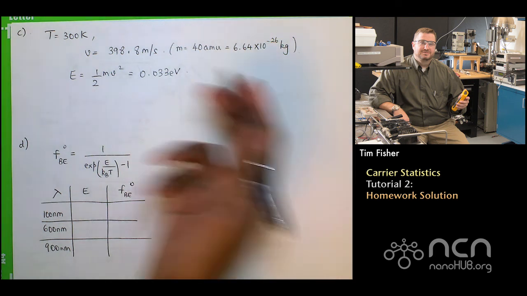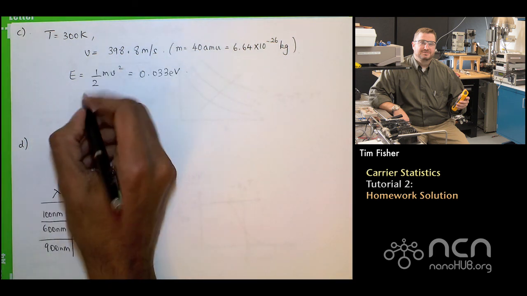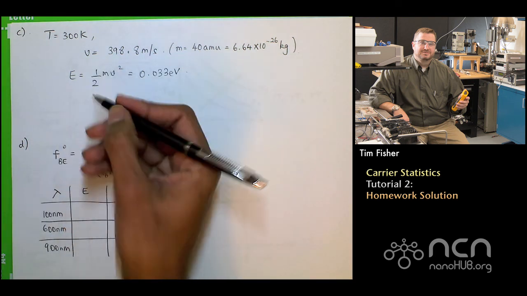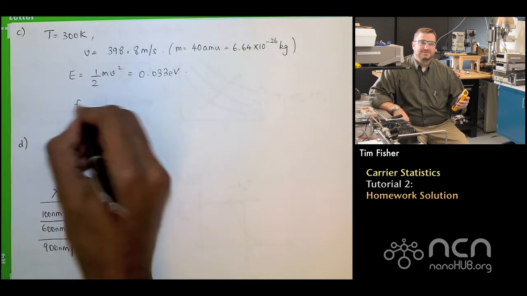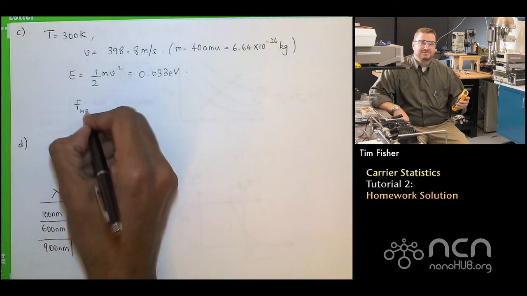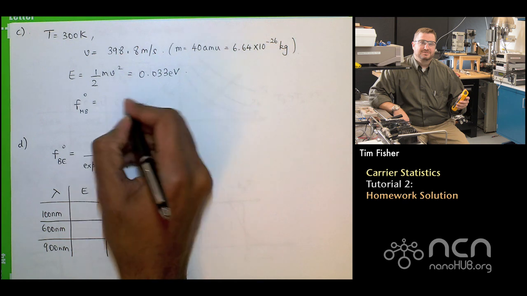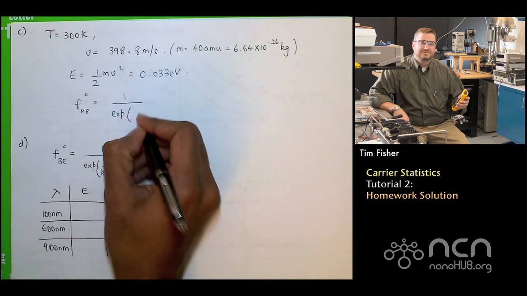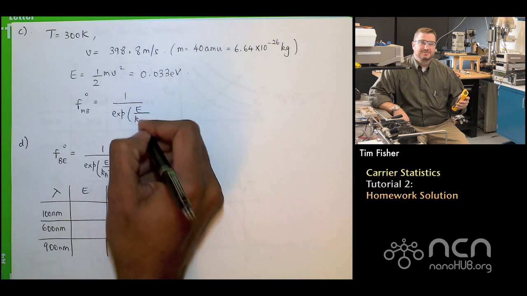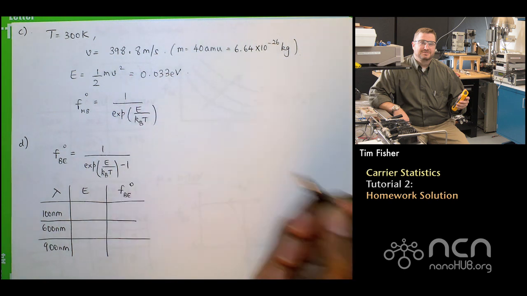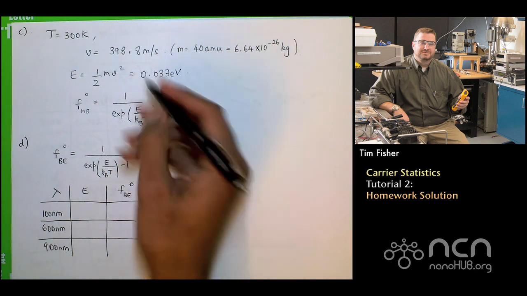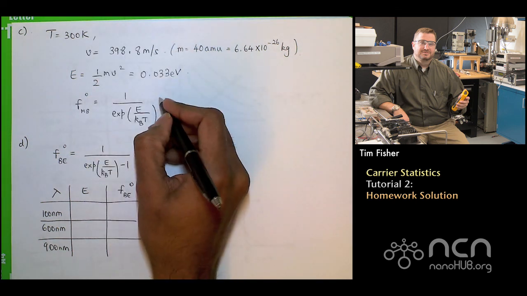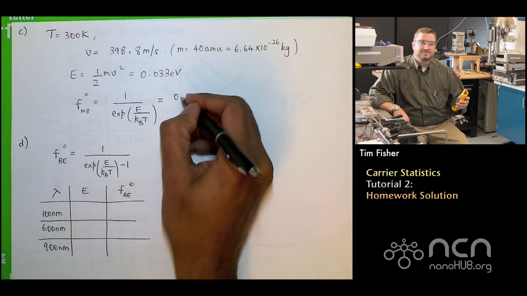Now the distribution that it follows is the classical Maxwell-Boltzmann distribution function, which is simply an inverse exponential. It's 1 by exponential of E by kB times T. And if we calculate this at T equal to 300 Kelvin, it turns out to be 0.28.